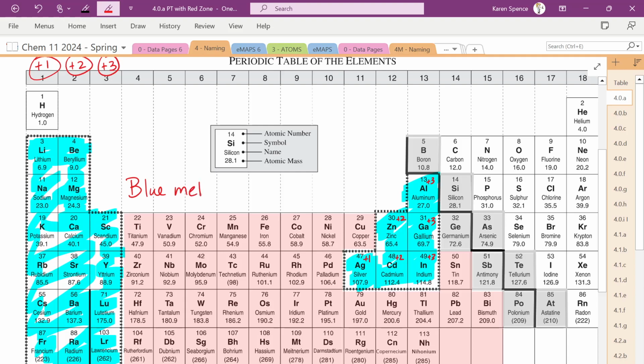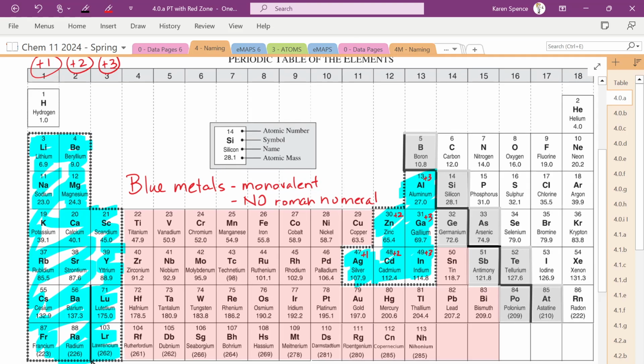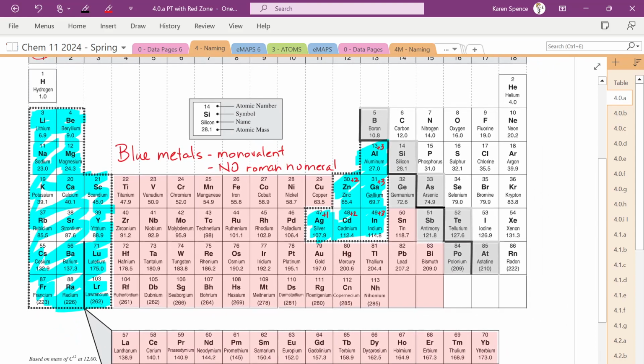The blue metals are monovalent. No Roman numeral. Which metals do use Roman numerals? All of the red ones. And you know what's nice? R for red, R for Roman numeral, which is why I went to the trouble of printing out a colored copy for you. R for red.